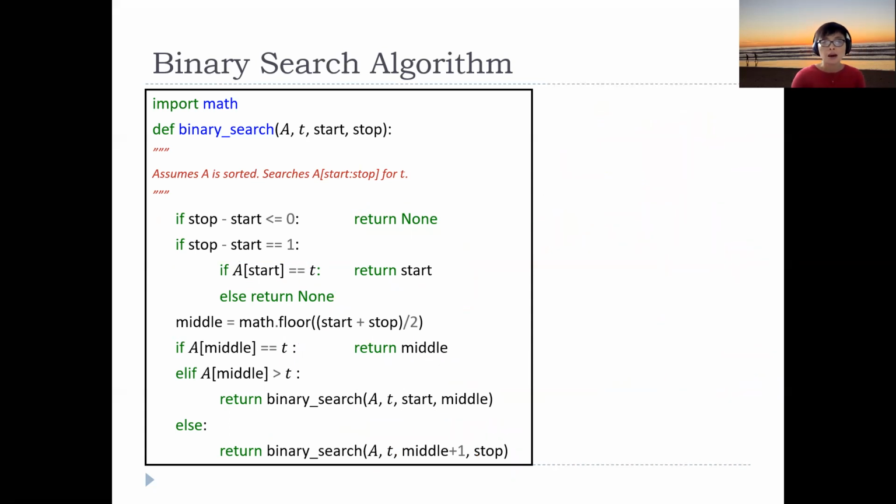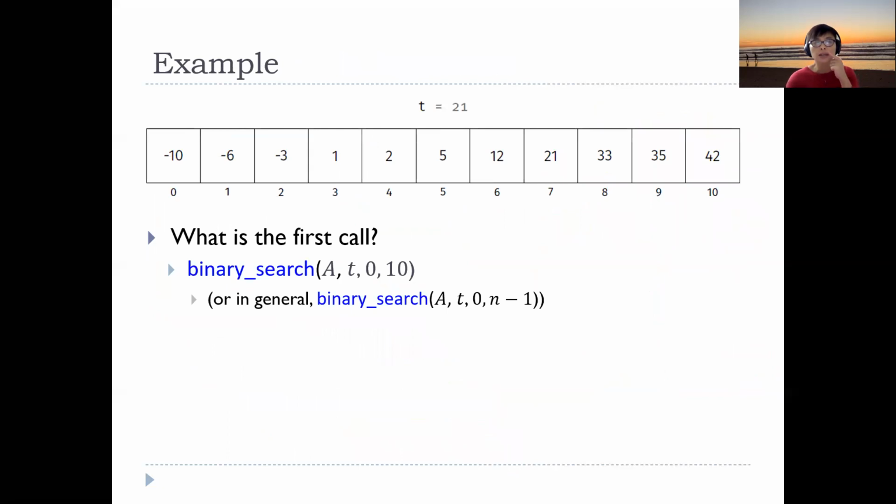All right. Okay, let's just go through one example. Let's say that this is the input array we're given, what you see on the slide. There are 11 elements. And the target we're looking for in this particular example, let's say it's 21. Now, when you run the algorithm, what is the first call you run? Well, I want to look for t in the entire array.